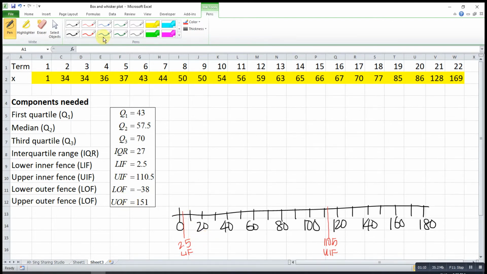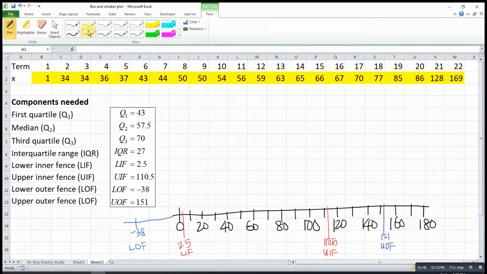Next I will draw the lower and upper outer fence. The lower outer fence is negative 38, somewhere around here. And for the upper outer fence, 151, somewhere around here. This outer fence helps us determine, if there is any extreme value, whether it is a potential outlier or an extreme outlier.